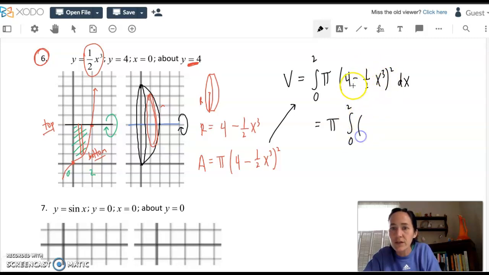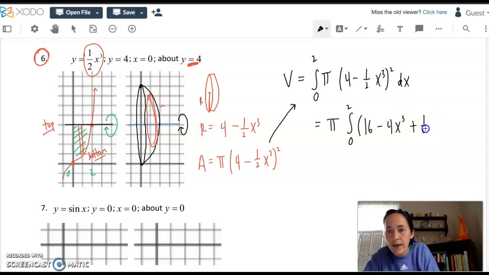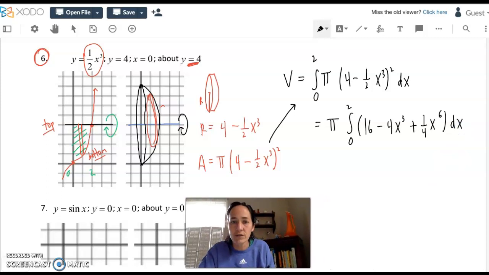So foiling it with itself, you get 16, which is 4 squared, minus double the product. So you've got 4 times 1/2 is 2, but if I double that, I'm back up to 4x to the third for that middle term. And then plus this last term squared. So 1/2 squared, and x to the third squared gets me up to x to the 6th before I go into integrate. Everything in terms of x.